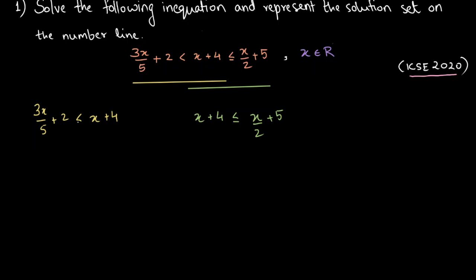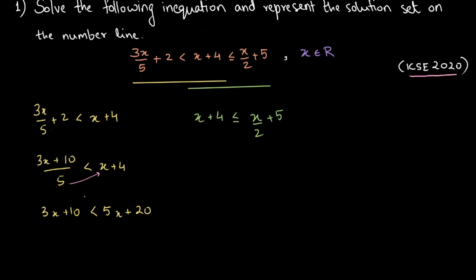We have 3x upon 5 plus 2 less than x plus 4. So first thing that we'd like to do is take the LCM here and make sure that the entire left hand side has the same denominator. So this becomes 3x plus 10, 5 into 2 is 10, upon 5 less than x plus 4, right? Now we can take the 5 from one side to the other, as division here becomes multiplication there. So this becomes 3x plus 10 is less than 5x plus 20. Remember, this 5 gets multiplied by both these terms, right?